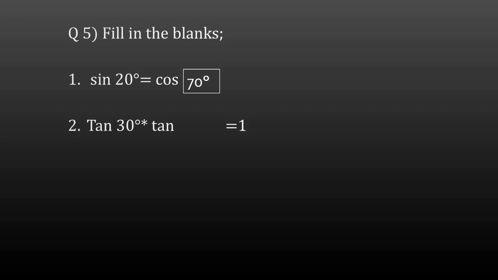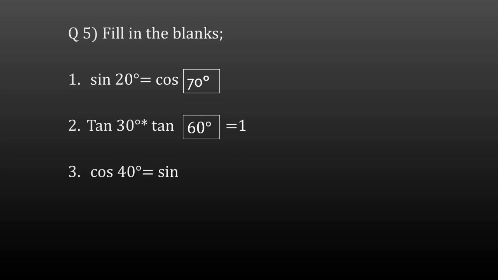Second question is tan 30 degree into tan dash is equal to 1. Again here we are going to use the relation of trigonometric ratios, that is tan theta multiplied by tan 90 minus theta is equal to 1. In the place of theta we substitute 30 degree. So tan 30 degree multiplied by tan 90 minus 30 is equal to 1. So tan 90 minus 30 is 60. Therefore the answer is tan 60 degree. Hence tan 30 degree multiplied by tan 60 degree is equal to 1.